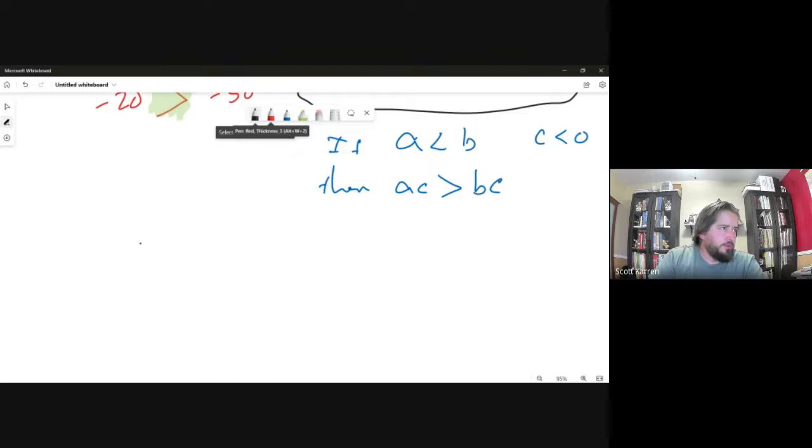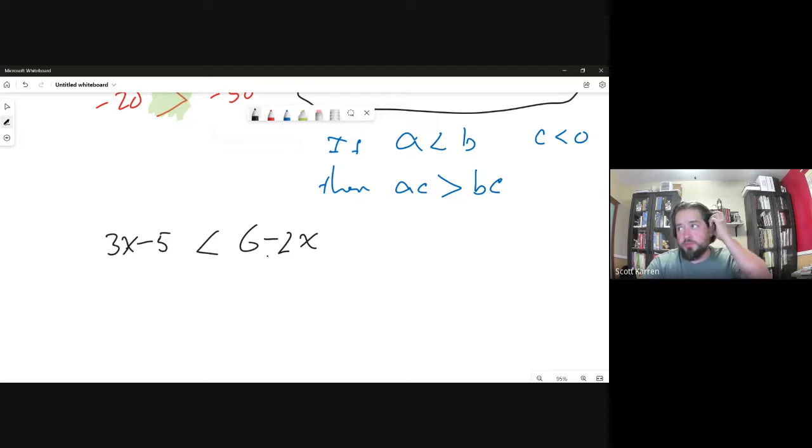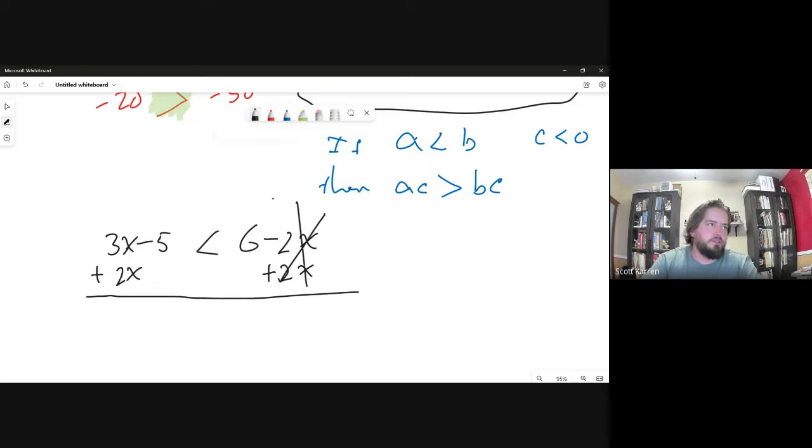So, for example, if I have 3x minus 5 is less than 6 minus 2x, we're going to use those 2 principles just like we did in equalities and solve. I want to get maybe all of my x's to the left-hand side, so I'm going to add 2x to both sides. And I can do this all in one move. Since my x's are going to the left, I can also add 5 to both sides in the same step.